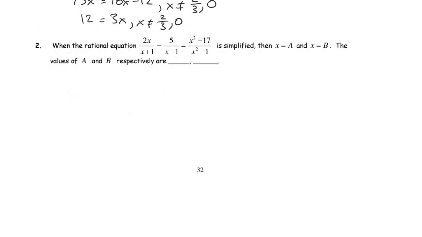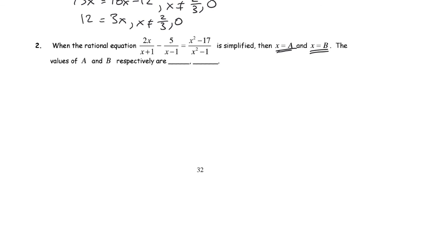Okay, and finally it says, when the rational expression 2x over x plus 1 minus 5 over x minus 1 equals x squared minus 17 over x squared minus 1 is simplified, then we get x equals a, x equals b as a result. The values of a and b are, okay, so we know that we're going to get 2 solutions, which is kind of nice here.